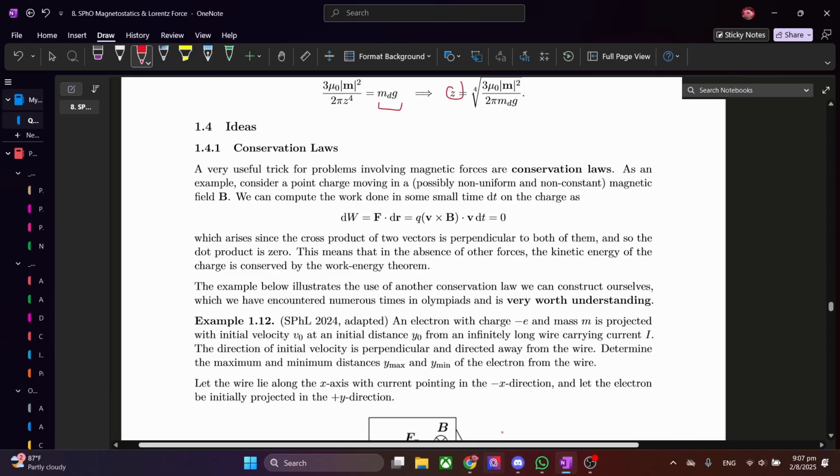I assume not. Okay, I'll go into the last section now, which might be more important, but I'm going to present some ideas for solving some problems. So the first one is conservation laws.